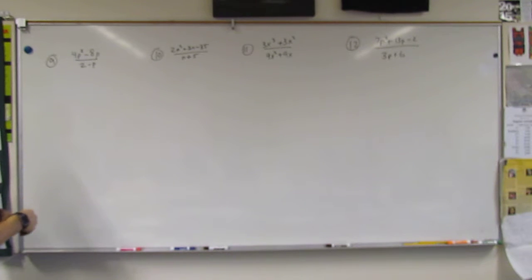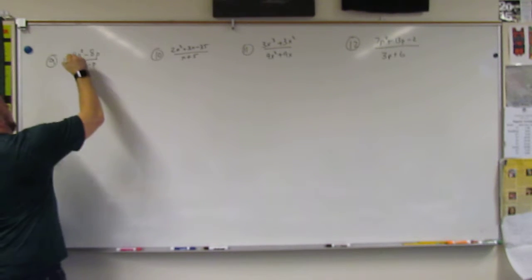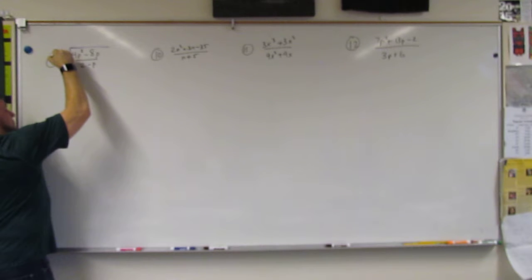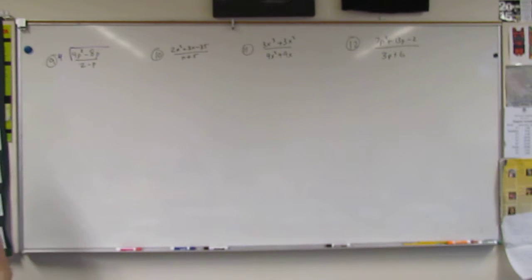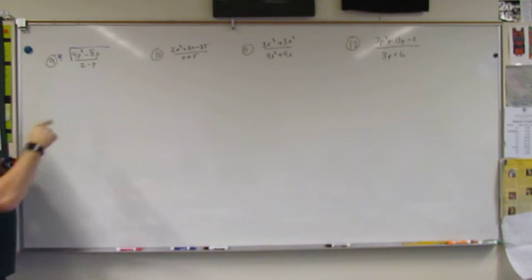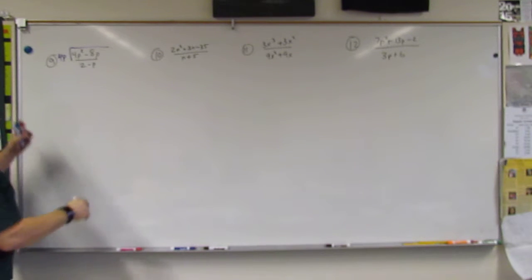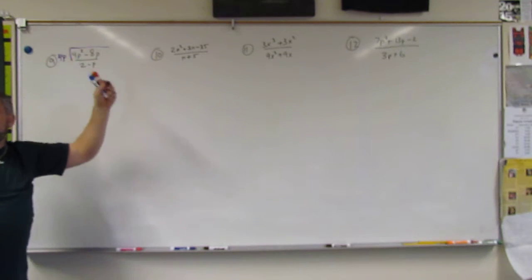Okay, first step is, what goes into 4 and 8? 2. Yep. Can you think of a higher number? 4. Good. What goes into p squared and p? 1. P, right? So 4p will actually go into both of those, right?